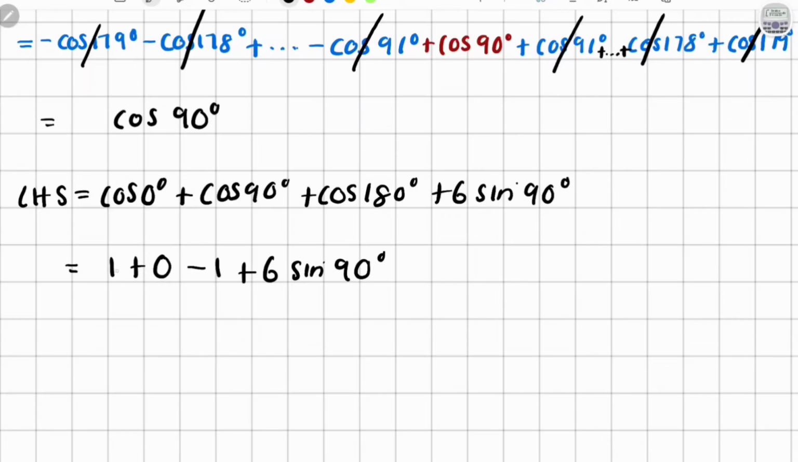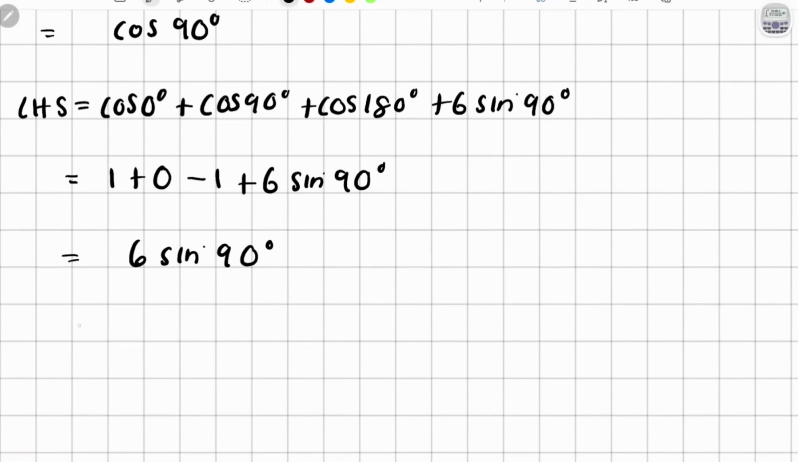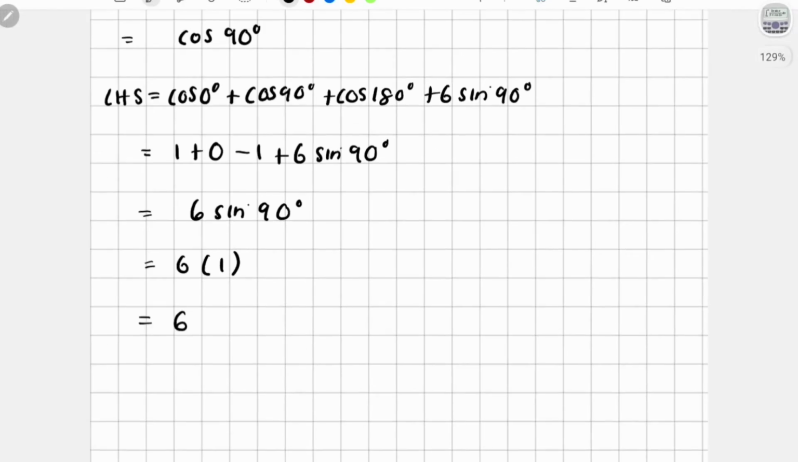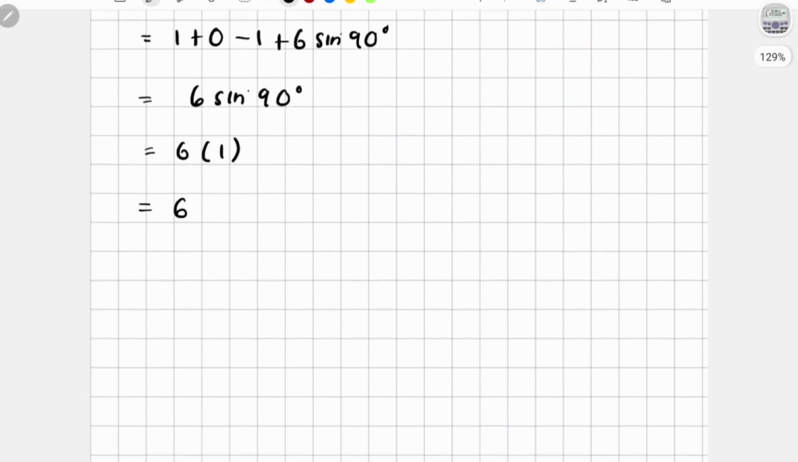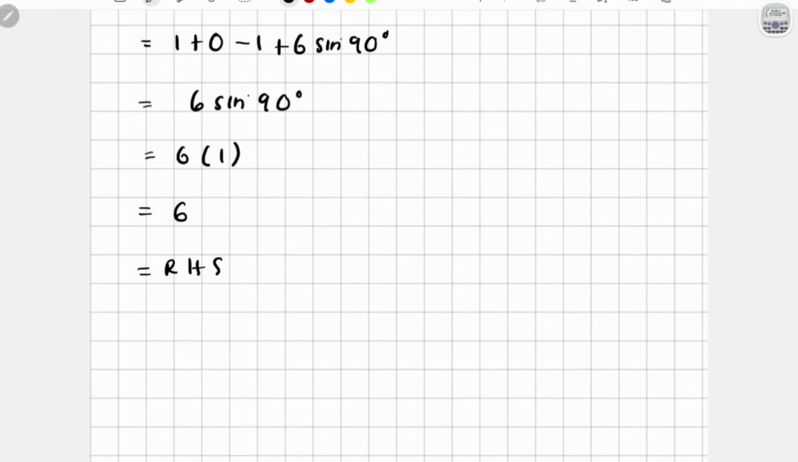Okay, so do you see here, all of these simplify. 1 cancels with 1 and 0 is nothing. So you're left with 6 sine of 90 degrees. Sine 90 is equal to 1. And so 6 times 1 is 6. And that's how that is actually equal to the right-hand side, which is 6.